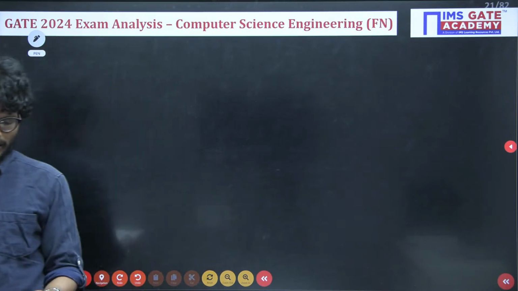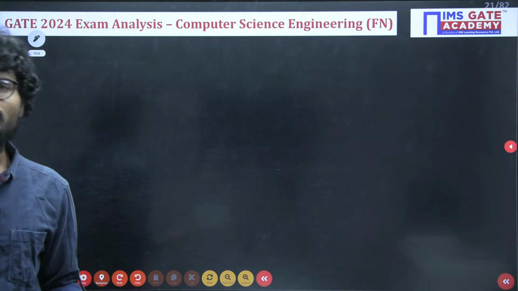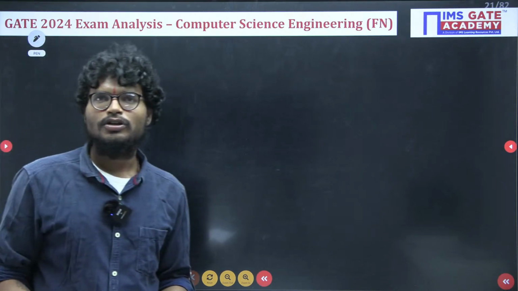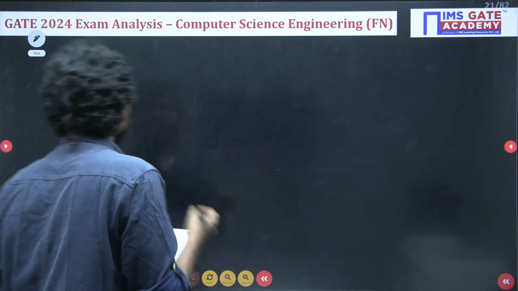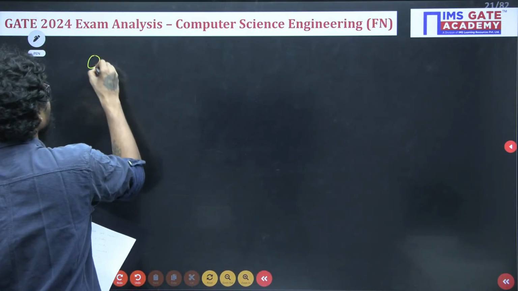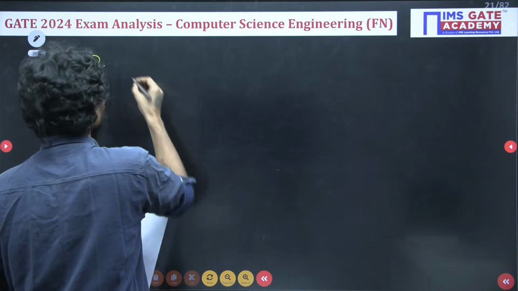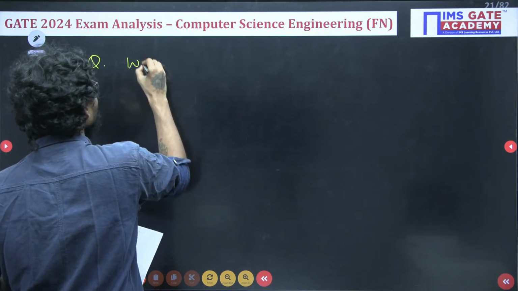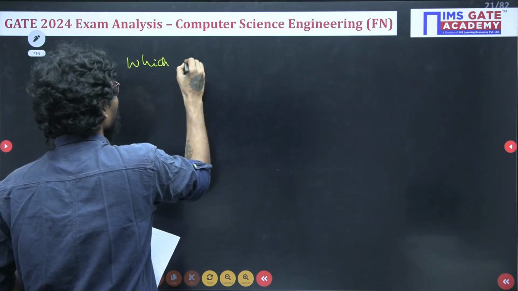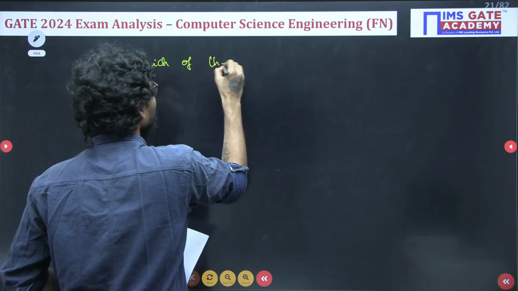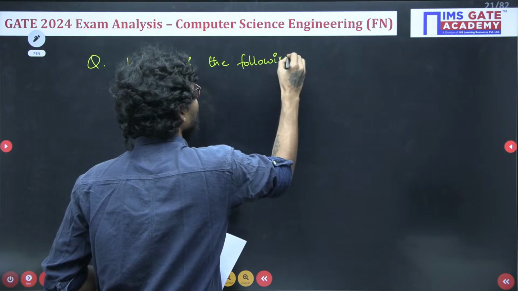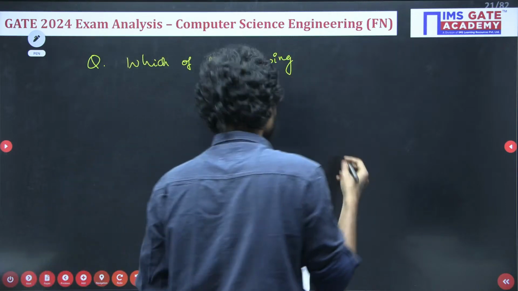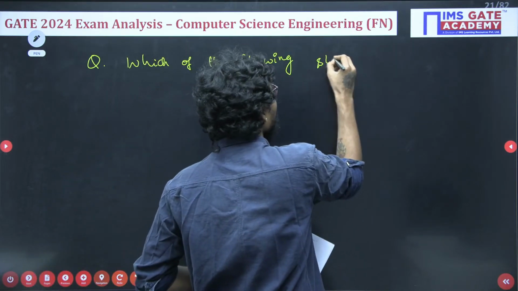So let us start. We got a question from operating systems. This is a question on the process state diagram. The question is: which of the following state transitions are not possible?